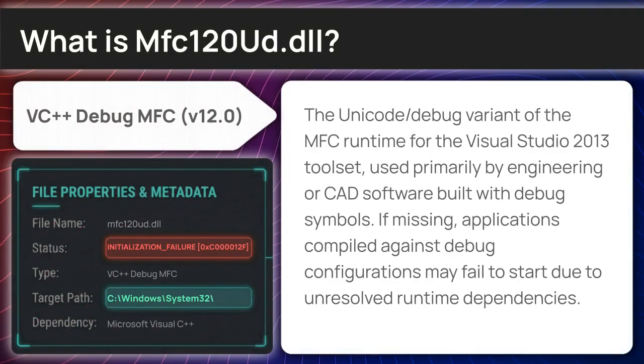This is the Microsoft Foundation Class 120 Unicode Debug Library, the Unicode and debug variant of the MFC runtime for the Visual Studio 2013 toolset, used primarily by engineering or CAD software built with debug symbols. If missing, applications compiled against debug configurations may fail to start due to unresolved runtime dependencies.